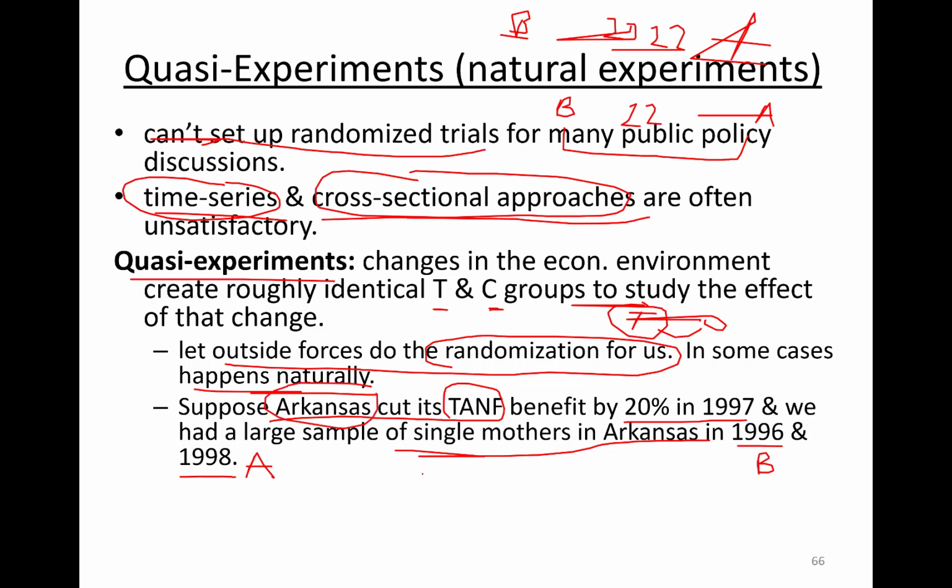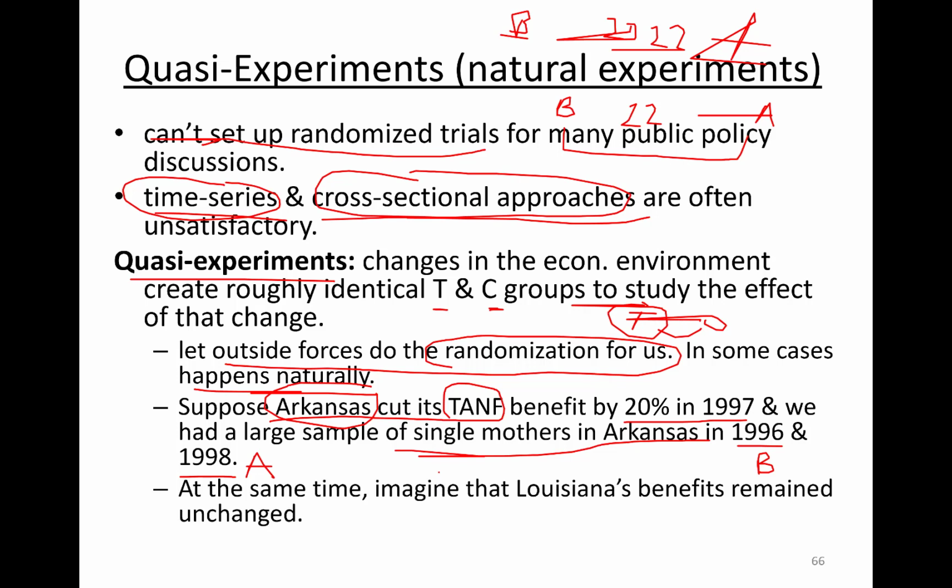Let's continue. You also need a control group, okay? At the same time, imagine that Louisiana's benefits remained unchanged. So you can also look at Louisiana before and after, but the benefits didn't change, all right? So the alteration in the state's policies yields a natural experiment or randomization. So women in Arkansas, where the benefits were cut and experienced a decrease in benefits, are what we call the treatment group. Women in Louisiana whose benefits were unchanged are the control group.